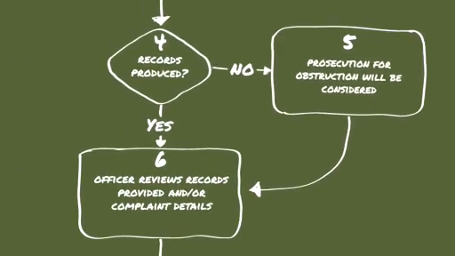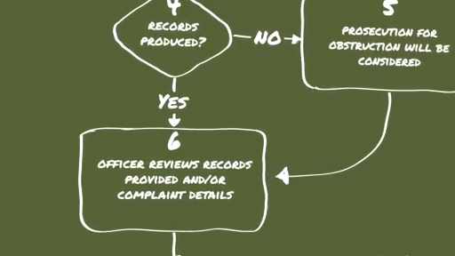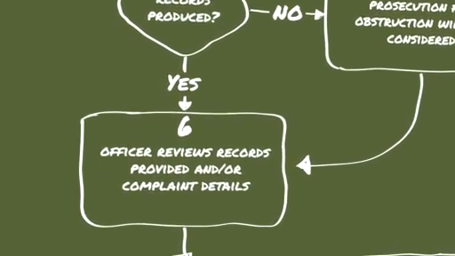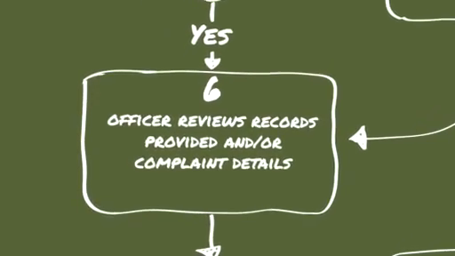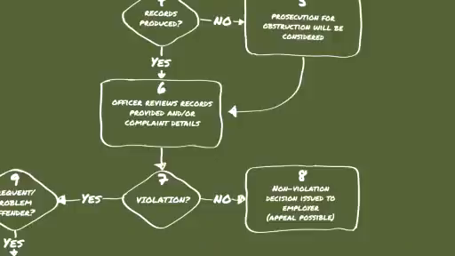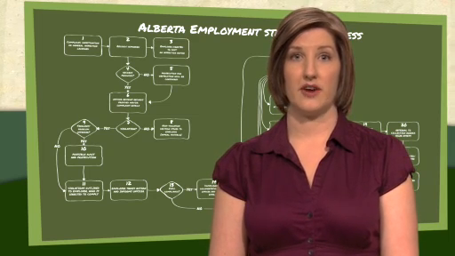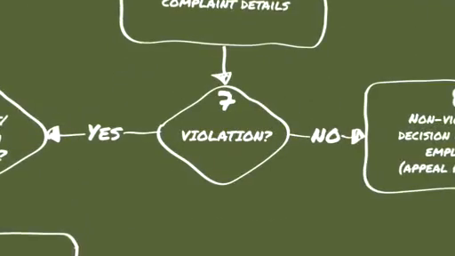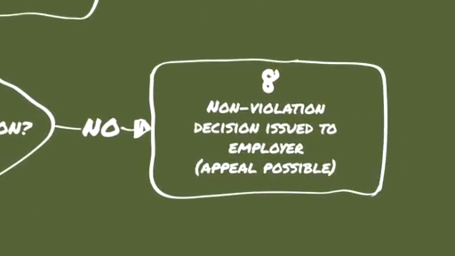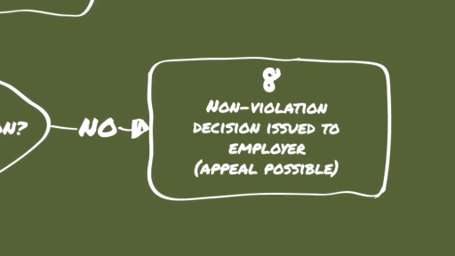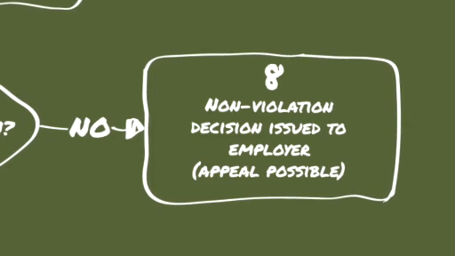The officer will review the information provided by the complainant, the records provided from the employer, and any other pertinent information. This may also include interviewing other employees. Based on the evidence, the officer decides whether an employment standards violation has occurred. If the officer has decided no violation has occurred, a non-violation decision is issued. The complainant has the option to appeal the decision.